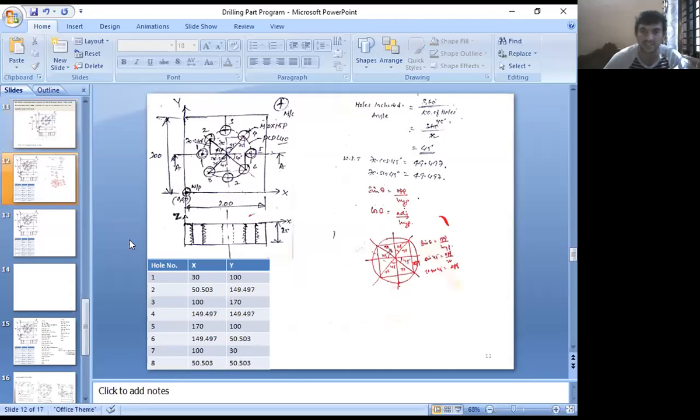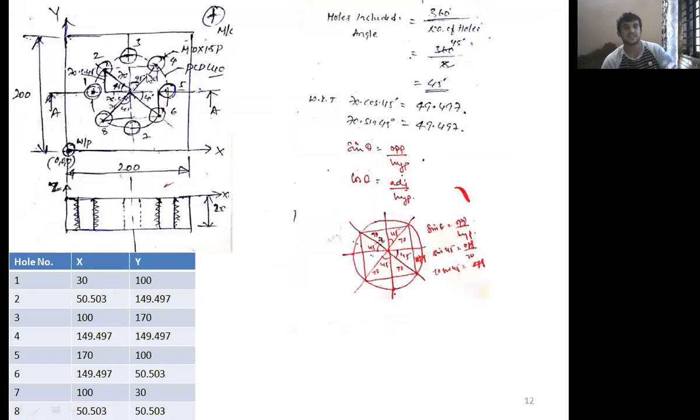Now you can see the next slide here. This is from the center to the center of the hole. This distance, the radius, is how much? 70 mm. Now what is the angle between the holes? It is 45 degrees. How do you get here? See, the holes' included angle.